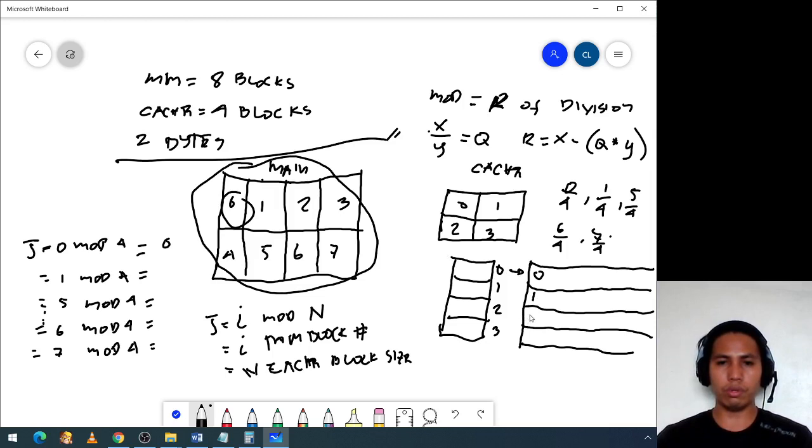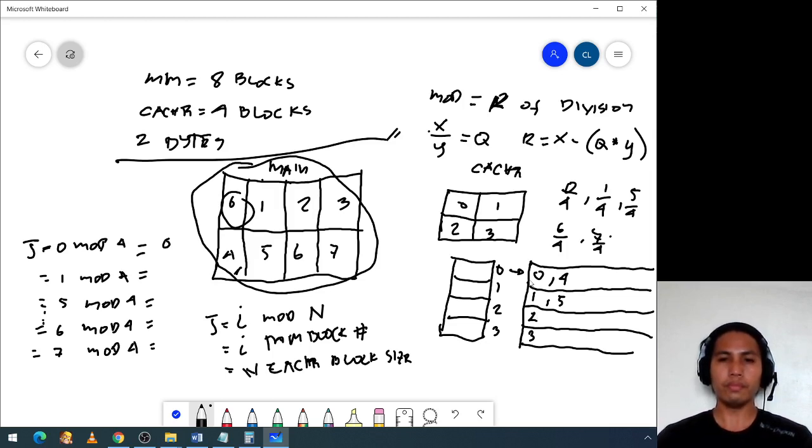Then for 2, it's here. For 3, of course, here. How about 4? 4 divided by 4 is actually 1 remainder 0. So dito siya. For 5, dito siya, kasi 5 divided by 4 is 1 remainder 1. So nasa index 1 po siya.